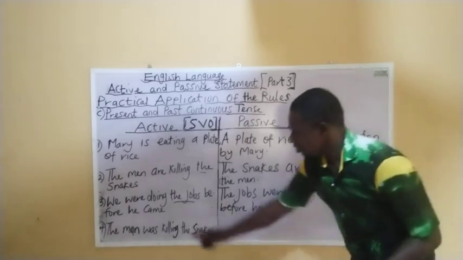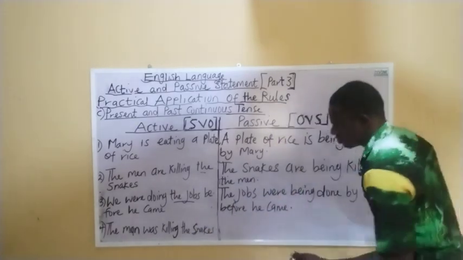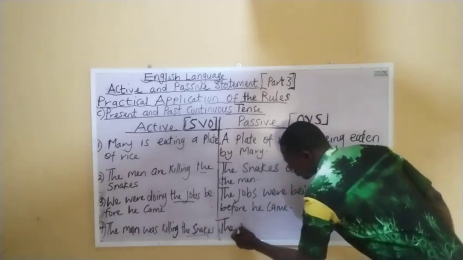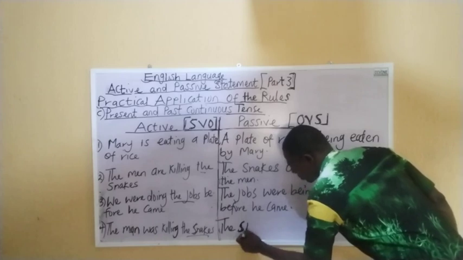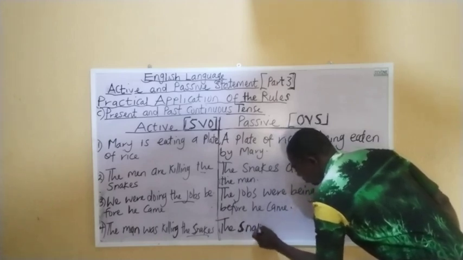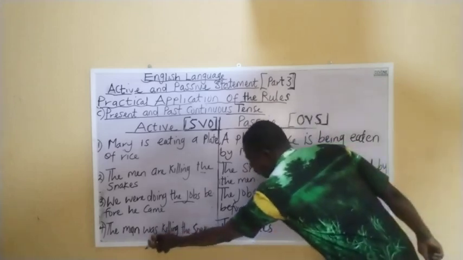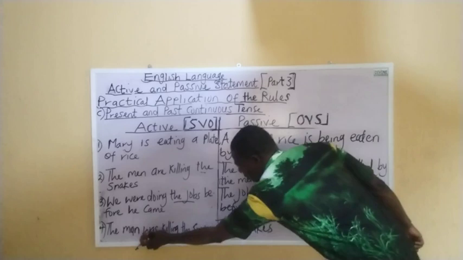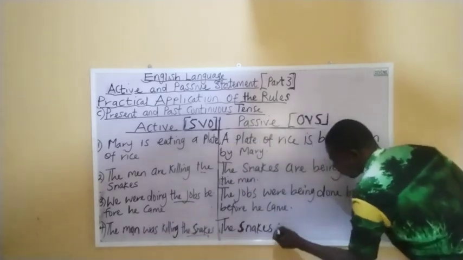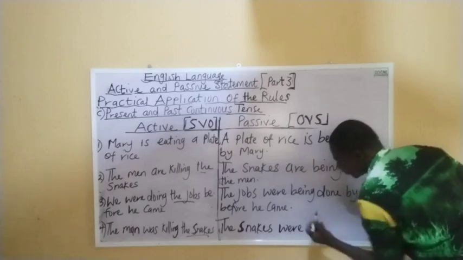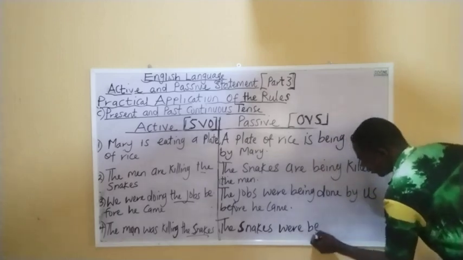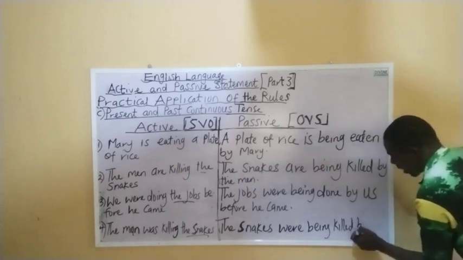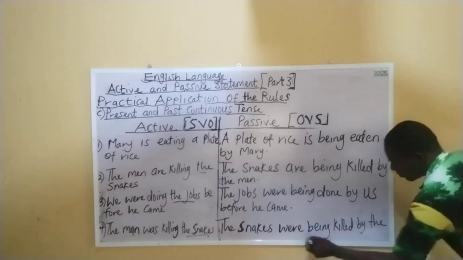Number 4. The man was killing the snakes. Snakes, the object. The snakes were. The snakes were. So we have to use were. The snakes were being killed by the man.